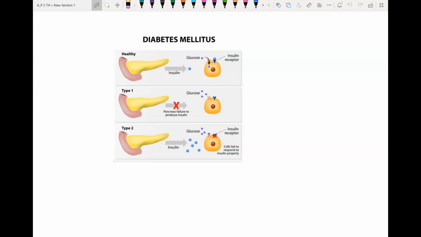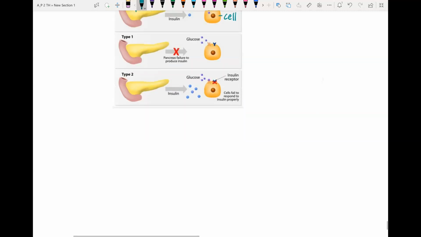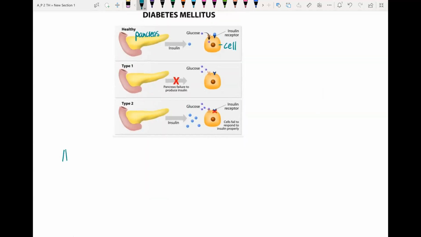Insulin and glucagon work to maintain blood nutrients. Let's look at diabetes mellitus and see what's happening here. So here is the pancreas, and here is a cell. So if we look at the healthy situation: in a healthy situation, you get rising blood glucose.